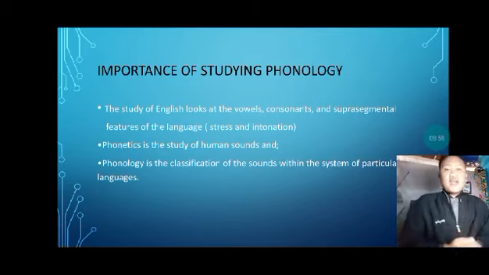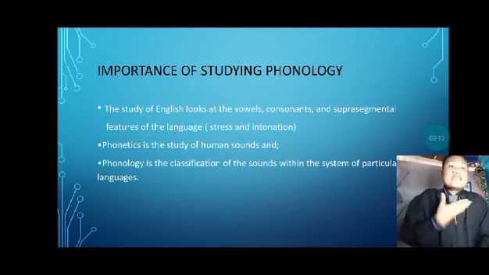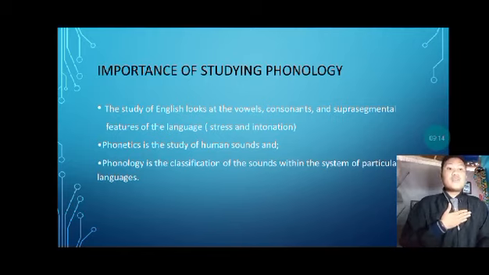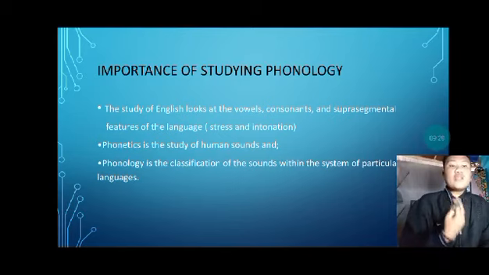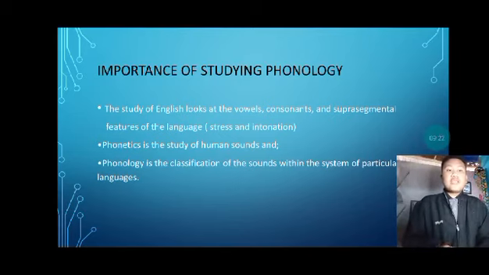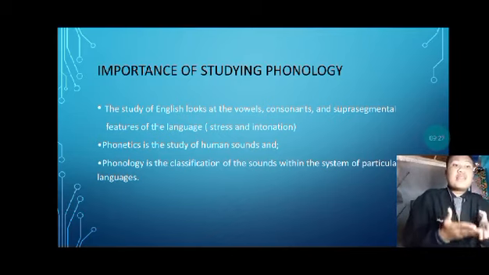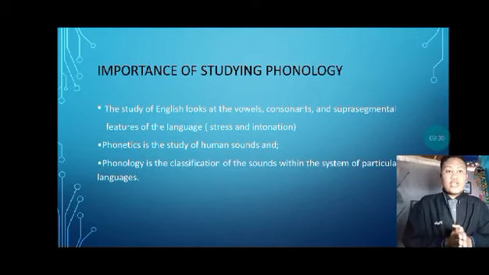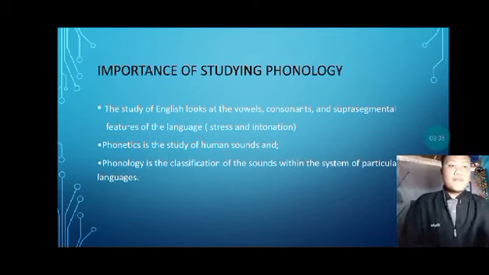So ayun, phonetics is the study of human sounds. Ito yung differences ng phonetics at phonology. Sa phonetics, pinag-aaralan natin yung human sounds, kung ano yung mga sounds na binibigkas natin, ano yung mga sounds na pinoproduce natin. And phonology is the classification of sounds within the system of articulation of languages. Dito naman sa phonology, pinag-aaralan natin kung paano natin pinopronounce yung sounds na ating na-produce. So ito yung mga importansya or kahalagahan ng pag-aaral natin sa phonology.